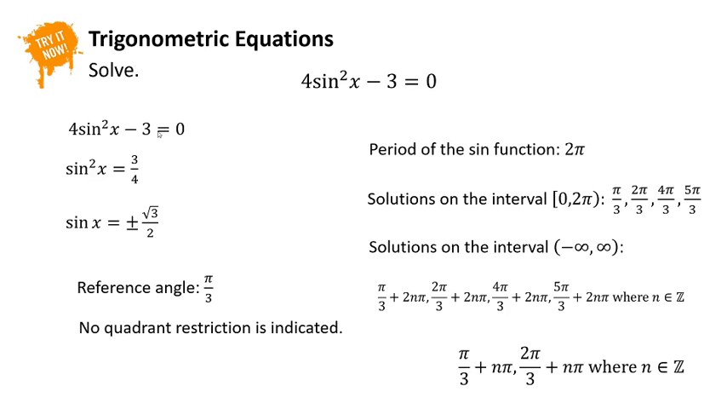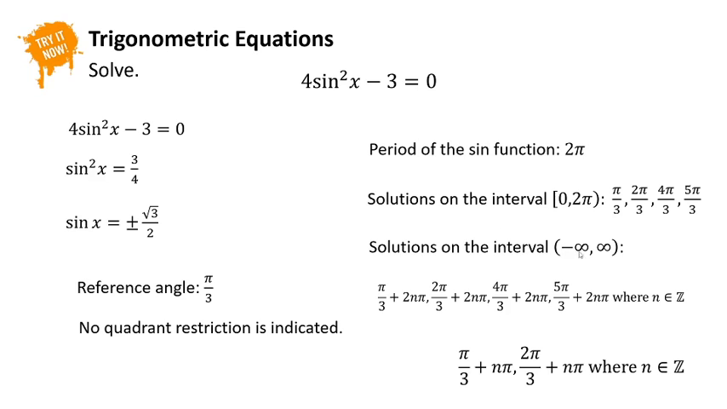Welcome back. Well, you probably noticed that the most challenging part of this problem is the very, very end, in which we're doing a translation to simplify an infinite number of solutions into just a couple of categories instead of 4 different categories here. Hopefully everything else was fairly straightforward here, where we're getting sine squared by itself and then just sine by itself. The reference angle here is pi over 3. There's no quadrant restriction, so we have 4 solutions here, with the period of the sine function being 2 pi.